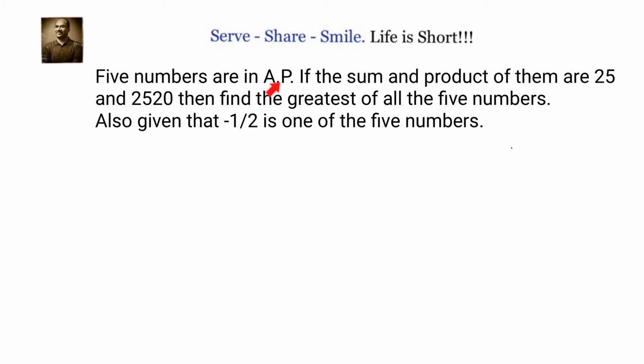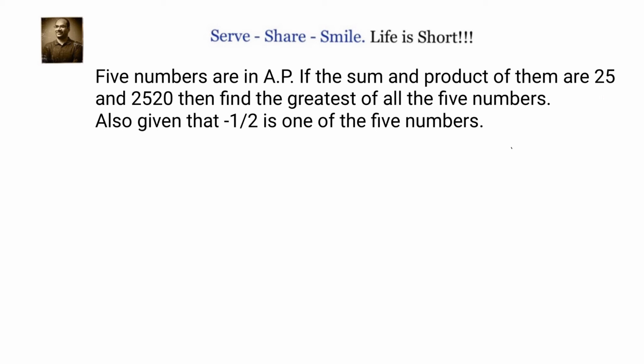Five numbers are in AP. If the sum and product of them are 25 and 2520, then find the greatest of all the five numbers, and also given that minus 1 by 2 is one of the five numbers. Let's look at this problem related to sequences and series, arithmetic progression.